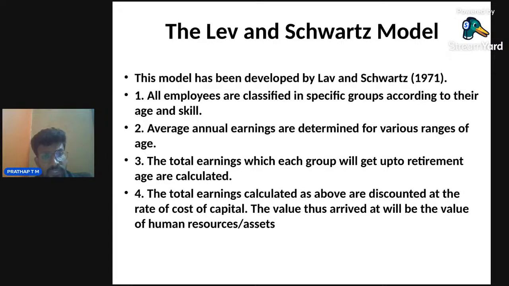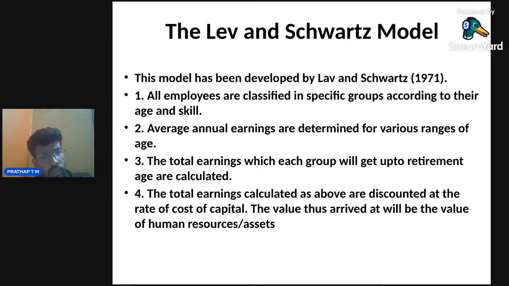Then the total earnings which each group will get up to retirement age are calculated. Take an example, a person joining our organization at the age of 25. From 25 to 65, that is 40 years. If he works for 40 years, what amount would he earn in the organization? That is calculated and converted to the present value. That is the step we follow in the third stage.